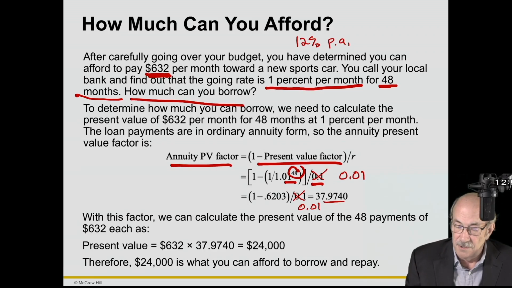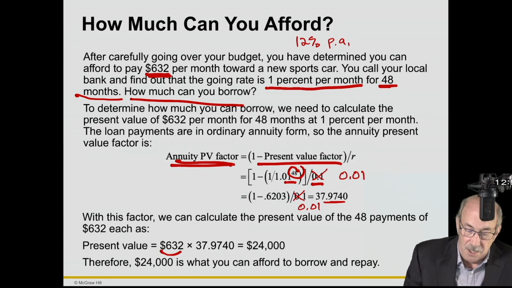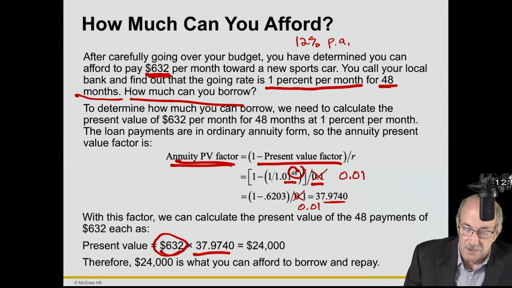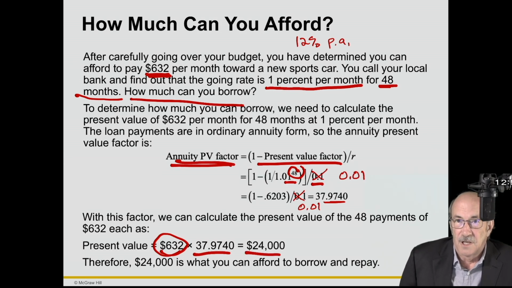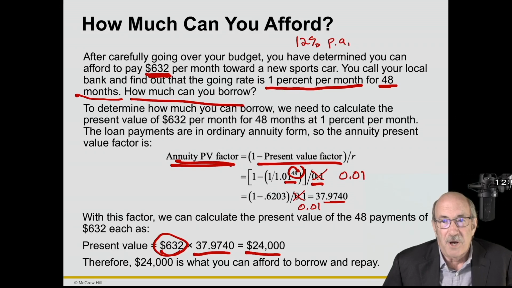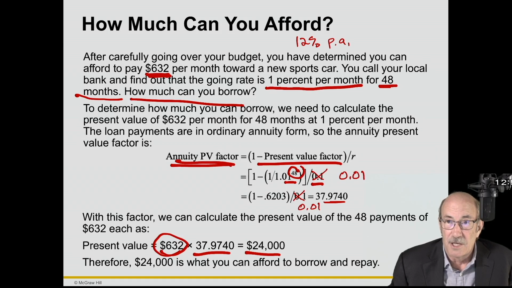The end result is correct though, at 37.974. So this is the annuity present value factor. And so when we take our annuity payment of 632 times that factor, it tells us that we could borrow up to $24,000 to buy that car. Right? Now, how would we do this on the calculator? Let me show you that.